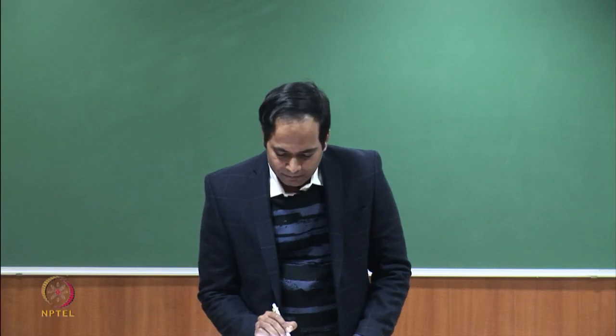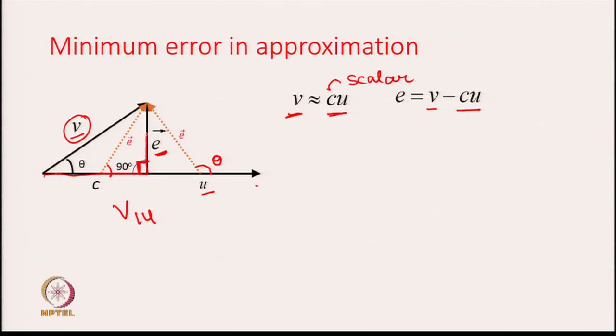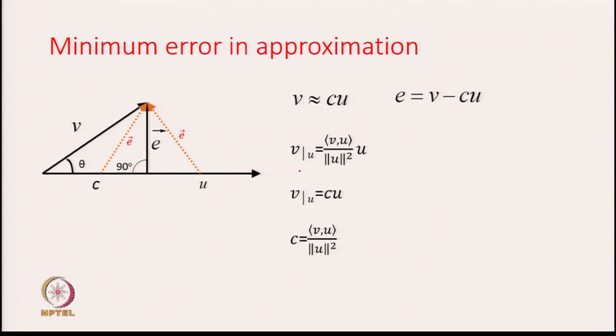When we have a right angle triangle, the component of v along u is nothing but v parallel to u. As we have proved in the last slides, this value of v parallel to u is given by this quantity. If I think of v parallel to u as some constant times the vector u, then the value of the constant is given by this. So, c, the value of the constant, is the inner product of v with u divided by the norm square of vector u.